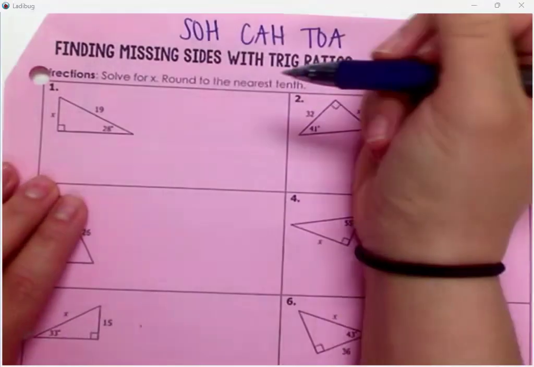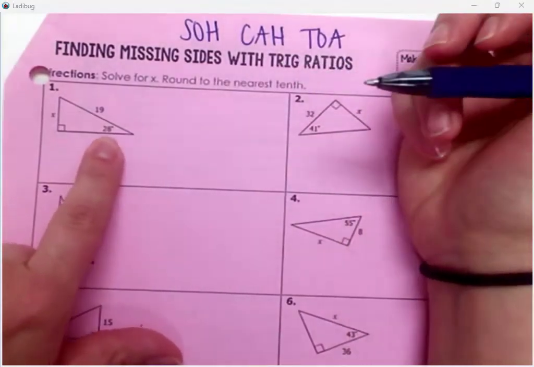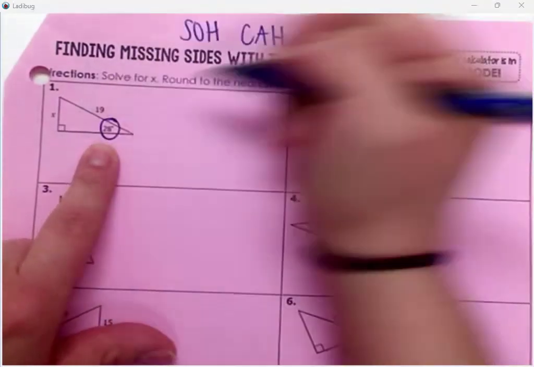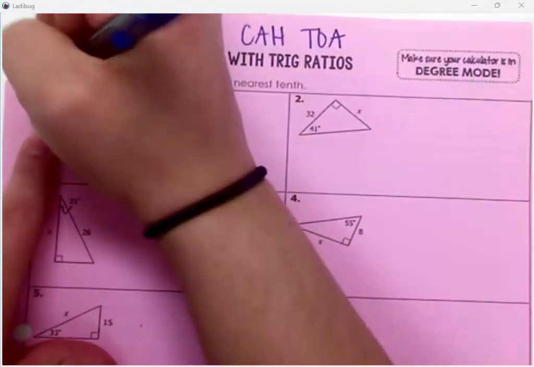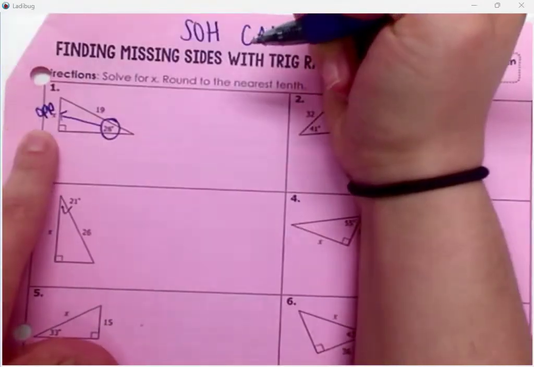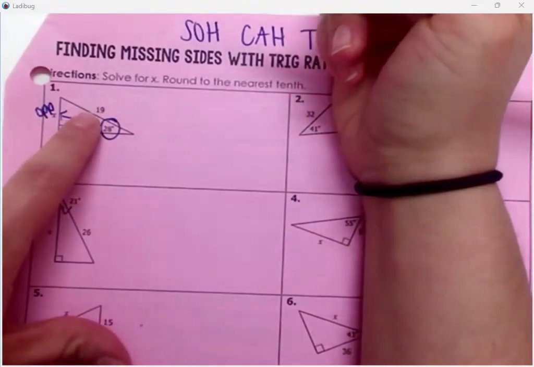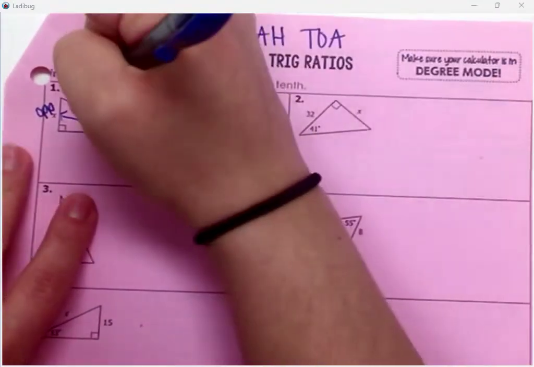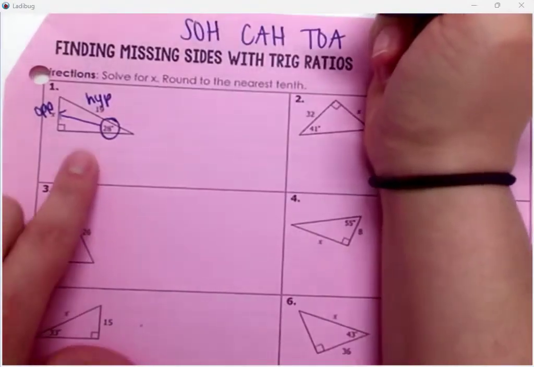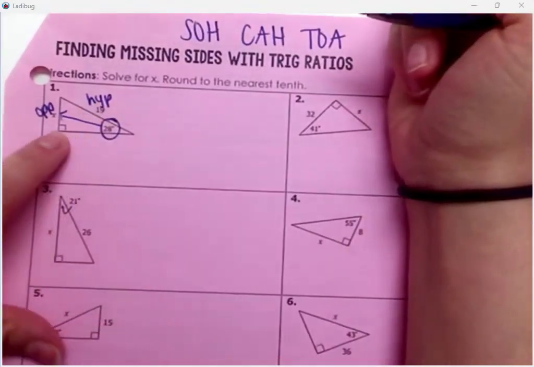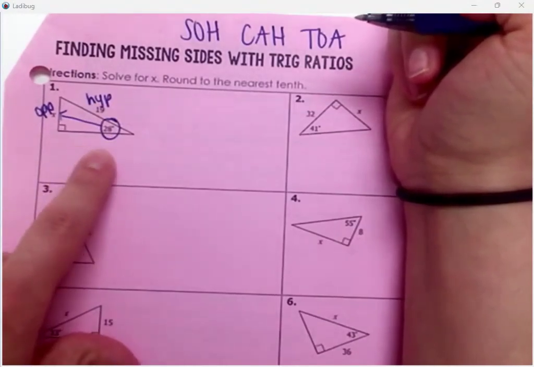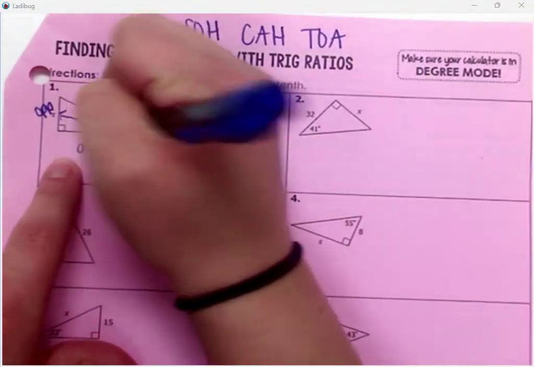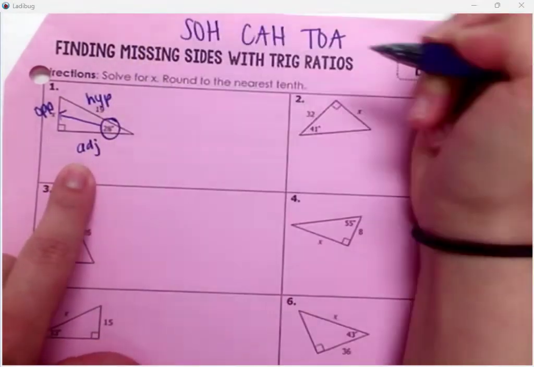Now, in number 1, notice the angle that we are given is this 28. What would I label this side? Opposite. That is exactly correct. I'm going to label this opposite. What do I label the 19? Hypotenuse, because remember, the hypotenuse is always going to be opposite of the right angle. And then in this case, what would I label this side? Adjacent, because it is right next to the angle.